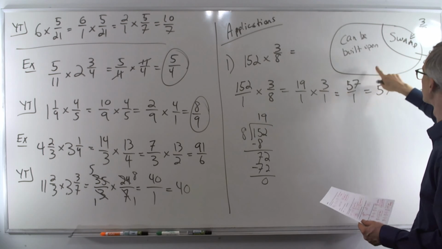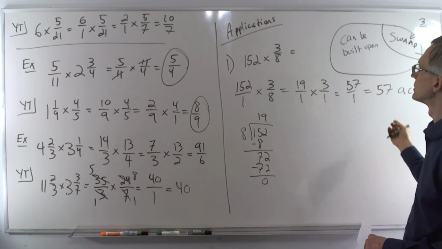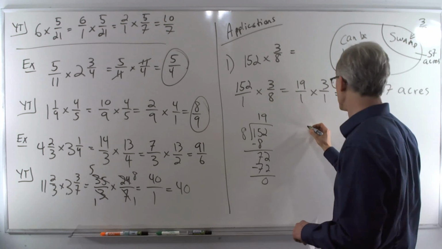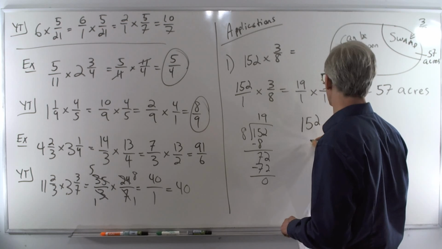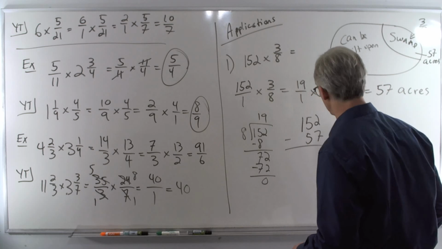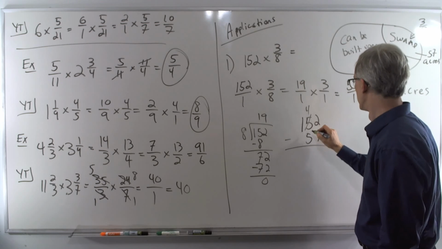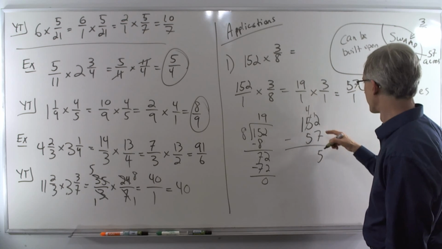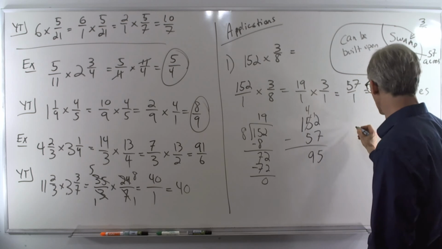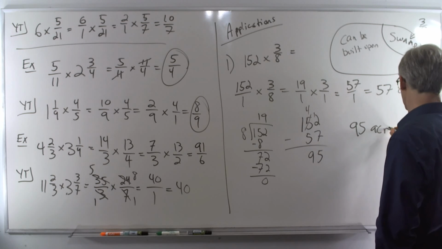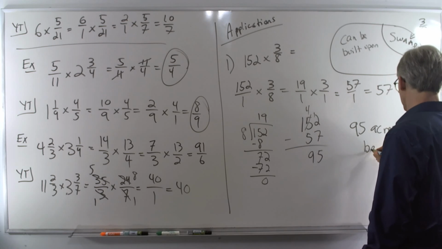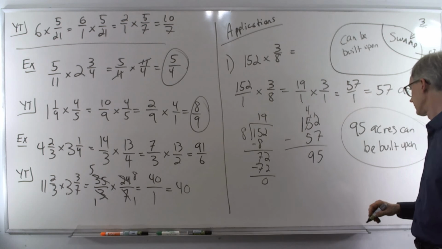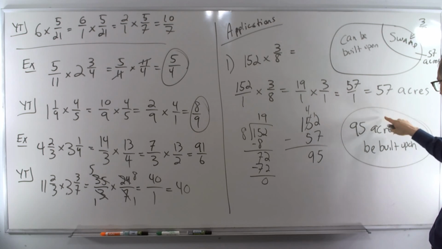We don't know how much can be built upon. So we want the difference between the total amount and the swamp acreage. And difference means subtraction. So we're going to do 152 minus 57. Borrowing, 12 minus 7 is 5. 14 minus 5 is 9. So 95 acres can be built upon. All right, make sure you remember the 3 parts to your answer: number, units, and what we're talking about.